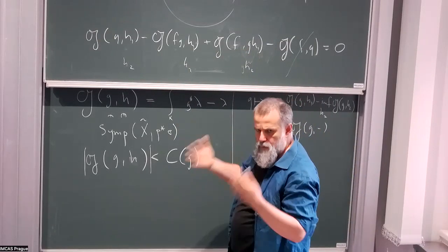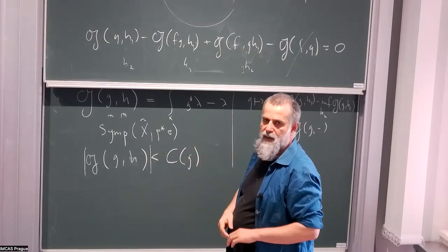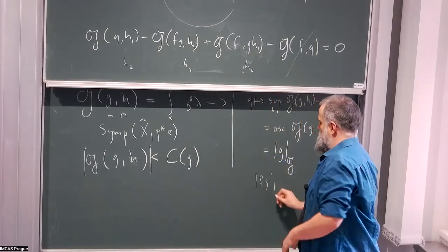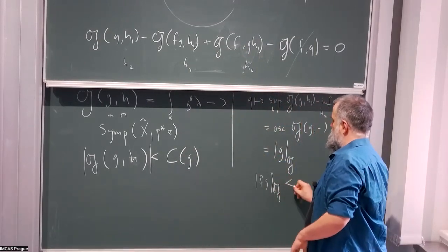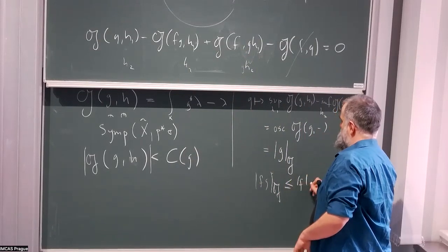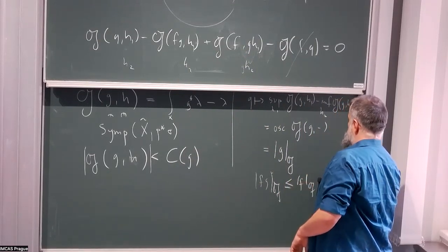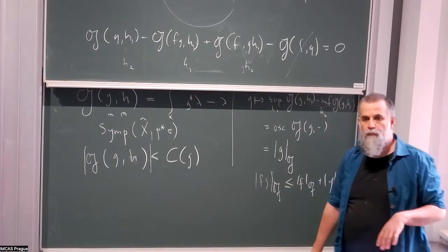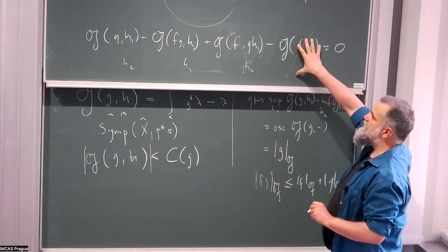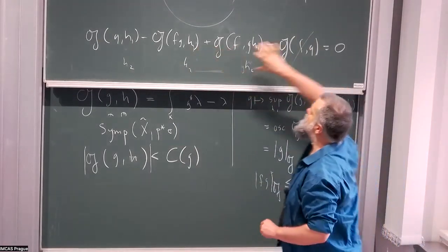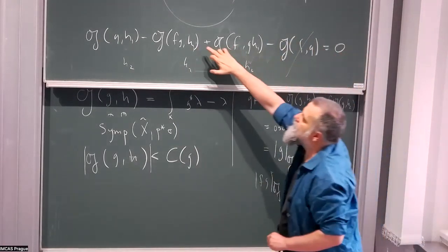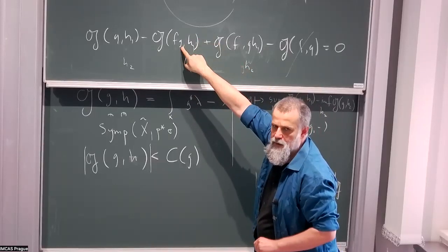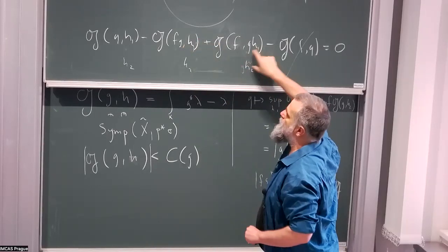And going with this almost to zero, I'm getting the inequality which I need, that the length of FG is smaller than length of F plus length of G. Okay? This term cancels. This term goes to this side. I choose H1 and H2. Good for this guy.